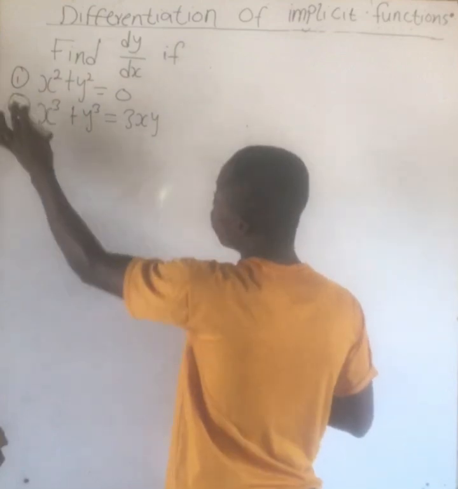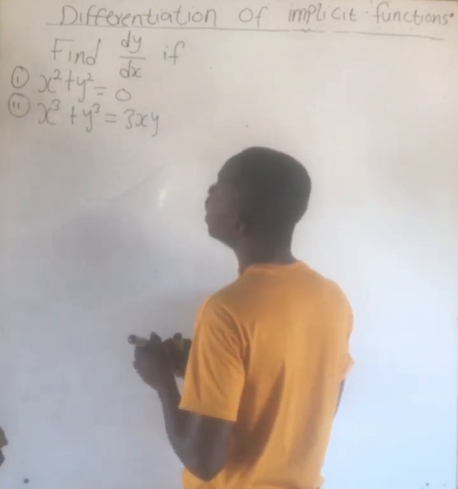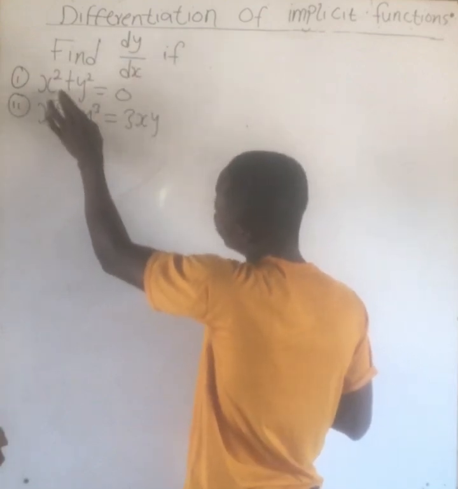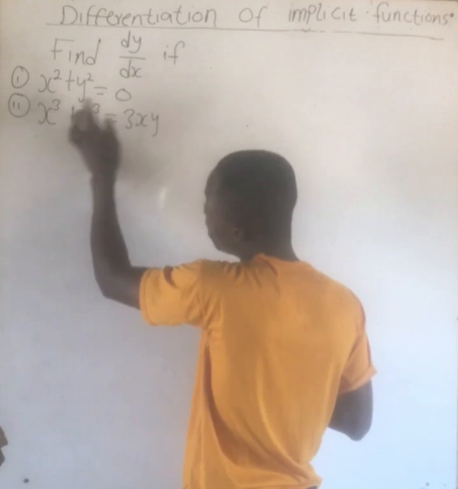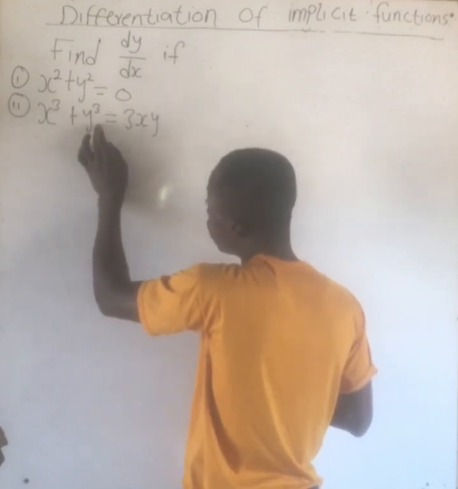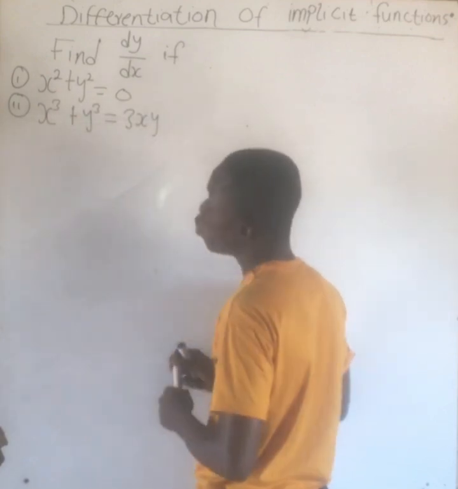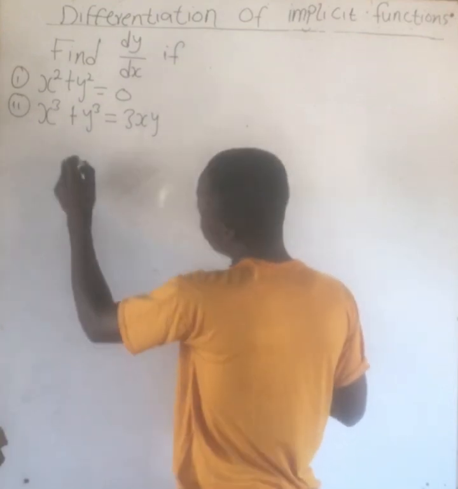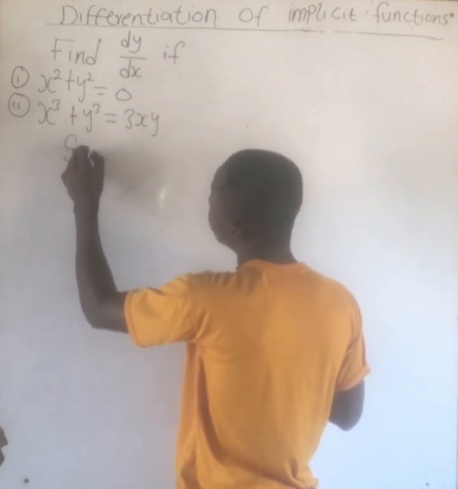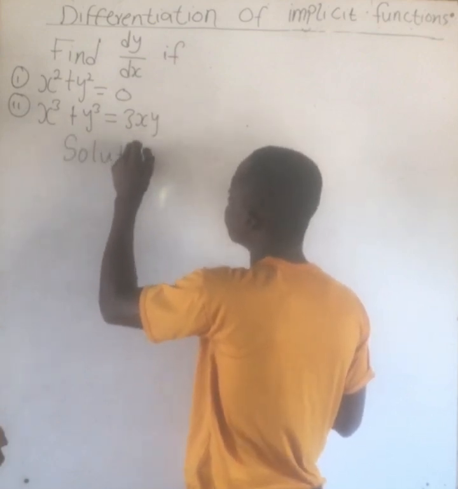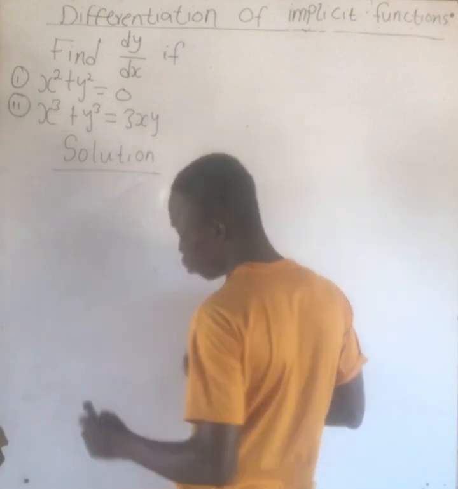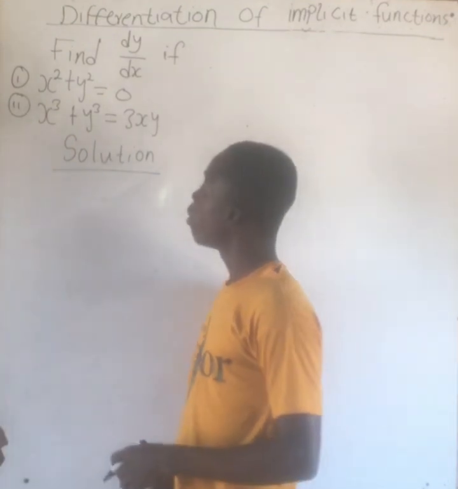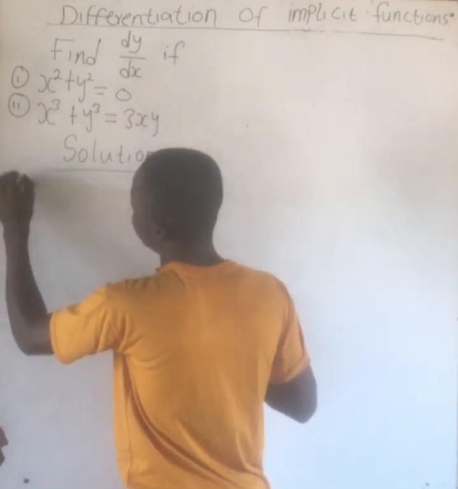We have two samples of questions here to solve, and what we have to do is to find dy over dx, if x squared plus y squared equals 0, and x cubed plus y cubed equals 3xy. So we have to find dy dx out of these. First of all, let's take the first one, but before that, let's write our solution.